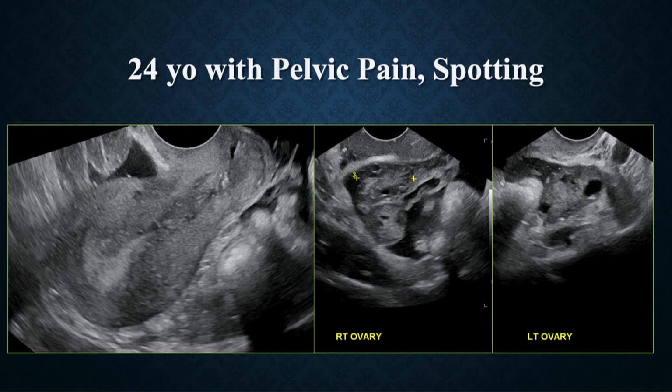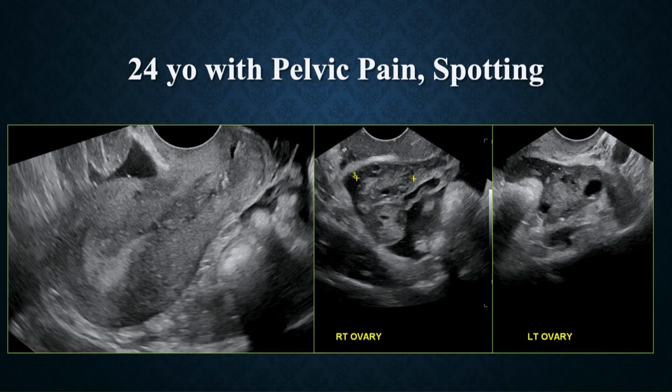Now, 24-year-old, pelvic pain, spotting. One of the things we're always concerned about is ectopic pregnancy. So we want to get a really good look at the uterus, at the endometrial canal. Here we see on the left-hand side a beautiful view of the uterus, transvaginal, sagittal view. We see the endometrium. There's no evidence of an IUP. We look in the adnexa, and we can see the right ovary in the middle, and then we have the left ovary on the right-hand side. We see the follicles. These are ovaries.